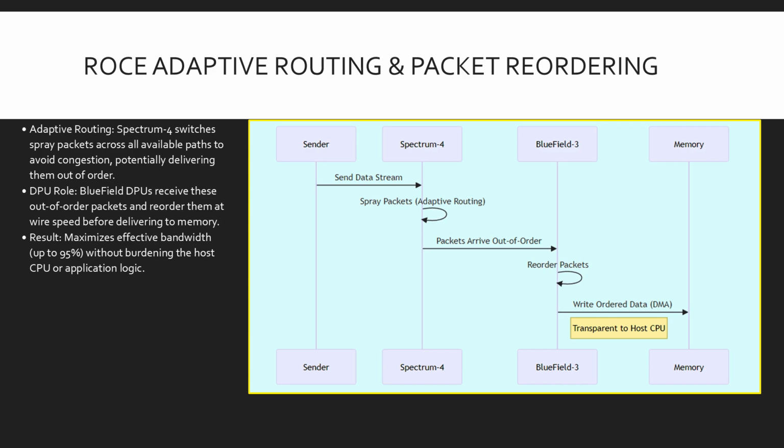This sequence diagram illustrates the data flow. The sender transmits a stream to the Spectrum 4 switch. The switch uses adaptive routing to spray packets across multiple paths. Consequently, packets arrive at the Bluefield 3 DPU out of order. The DPU internally reorders these packets and uses direct memory access (DMA) to write the ordered data directly to system memory. Crucially, as the note indicates, this entire complex process is transparent to the host CPU.